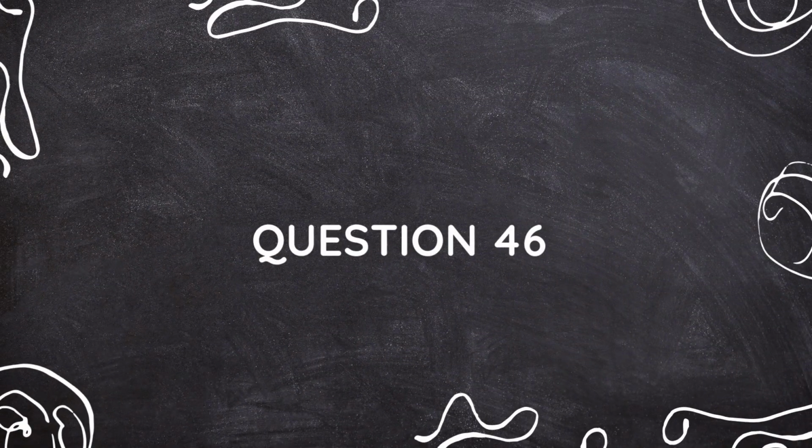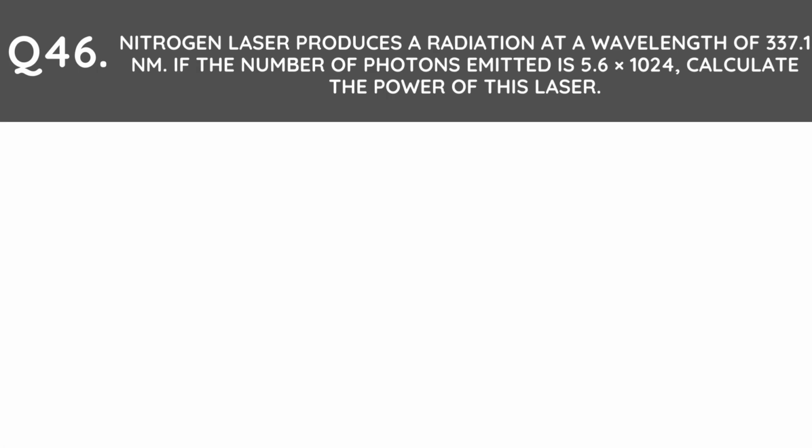Now we will do the next question. Nitrogen laser produces a radiation at a wavelength of 337.1 nanometres. If the number of photons emitted is 5.6 x 10^24, calculate the power of this laser.